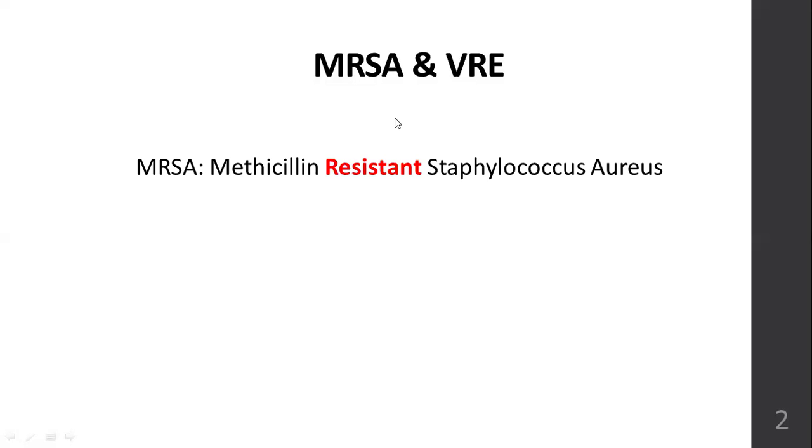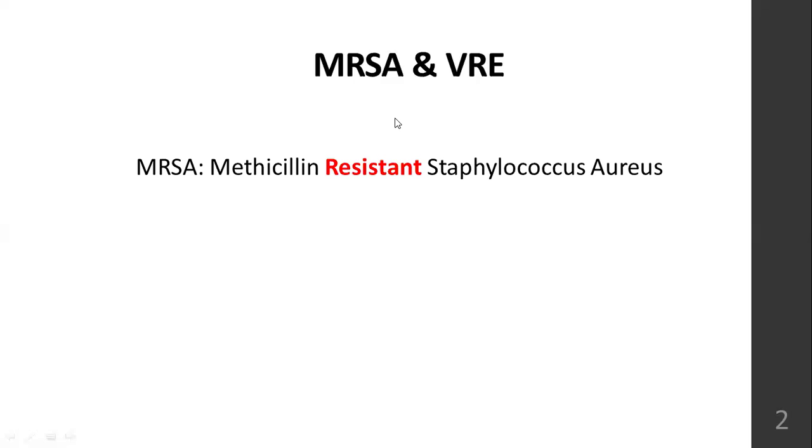So first, we'll discuss briefly the MRSA and VRE infections. Methicillin-resistant Staphylococcus aureus infection is caused by a staph bacteria, Staphylococcus bacteria, which has now become resistant to many antibiotics. Earlier we used to use them for ordinary staph infection, but now they are not working on this particular strain of bacteria.